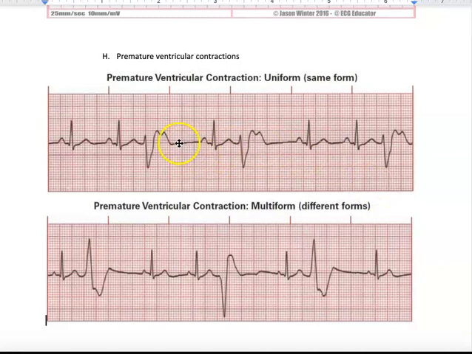A premature ventricular contraction is when the ventricle contracts without the signal from the atrium. These are not that uncommon.